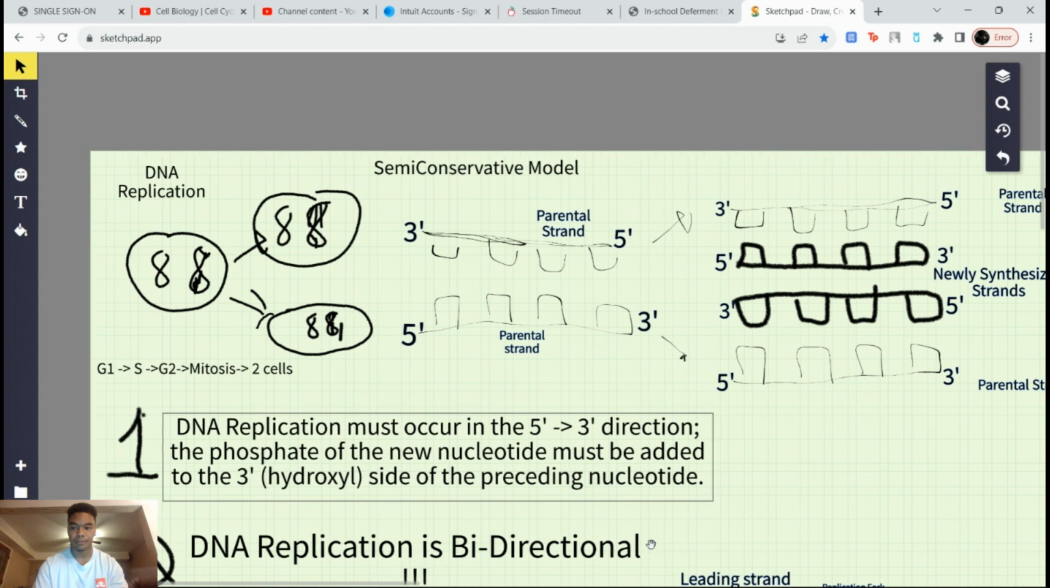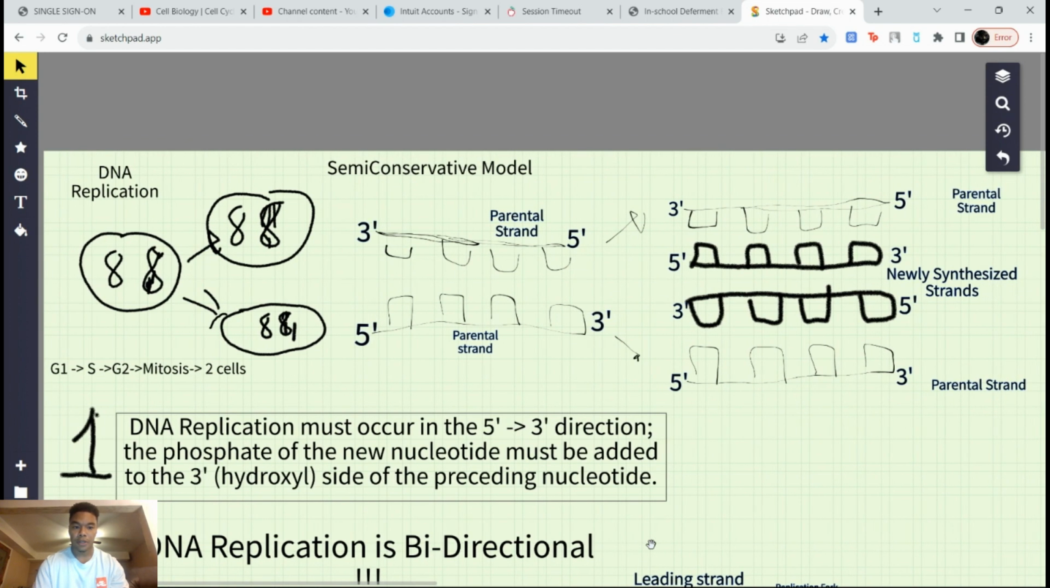So, if you see on the screen here, we have DNA replication. So, what is DNA replication? DNA replication is synthesizing new DNA through a process similar to transcription. It's going to read the DNA sequence, but instead of synthesizing mRNA, it's going to synthesize DNA.